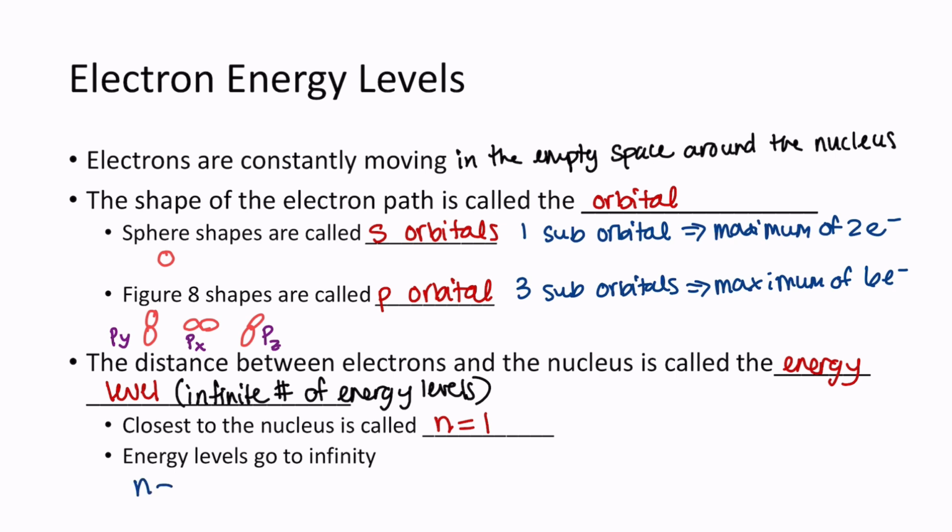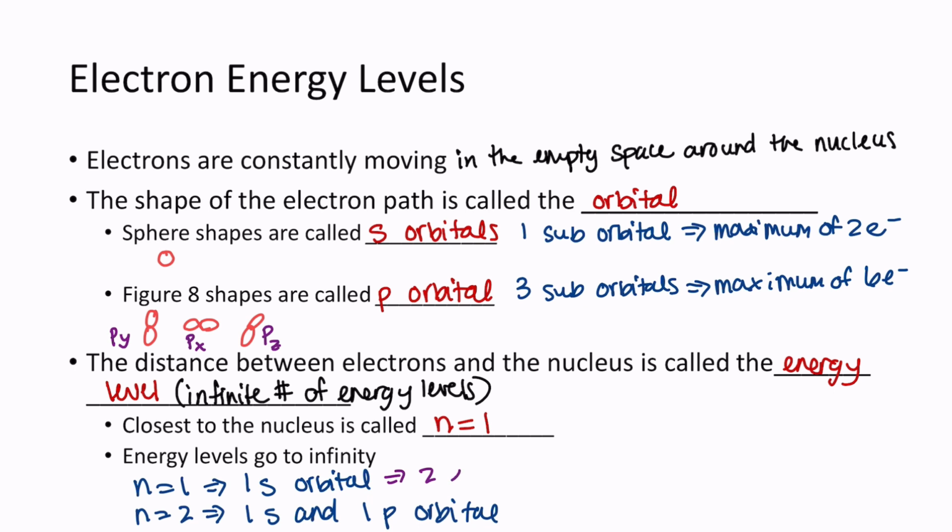In the n equals 1 energy level, there is one s orbital. In the n equals 2 energy level, there is one s and one p orbital. So what that means is in the n equals 1 energy level, we can have only two electrons. In the n equals 2 energy level, we can have a total of 8 electrons: one s orbital with 2 electrons and one p orbital with 6 electrons gives us a total of 8 electrons.